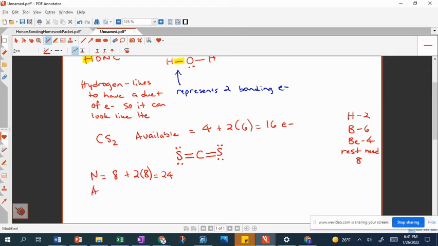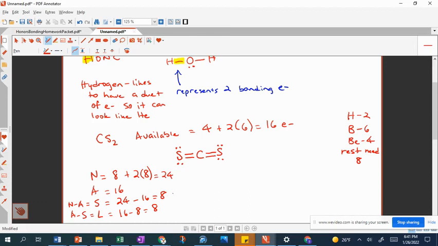A, we calculated up here. That's going to give us 16. S, remember, is N minus A. That's going to be 24 minus 16. That's going to be equal to 8. And then A minus S is equal to lone. That's going to be our dots on our structure, those dots. We do 16 minus 8, which gives us 8 dots.